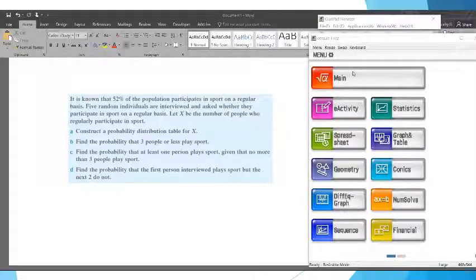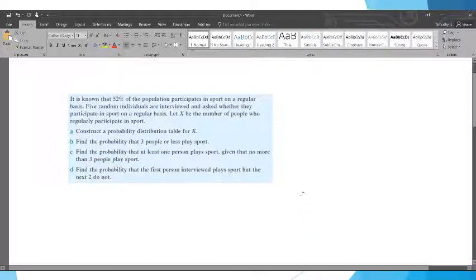Alright, so here's a little example. It is known that 52% of the population participates in sport on a regular basis. 5 random individuals are interviewed and asked whether they participate in sport on a regular basis. Let X be the number of people who regularly participate in sport. So A, construct a probability distribution table for X.